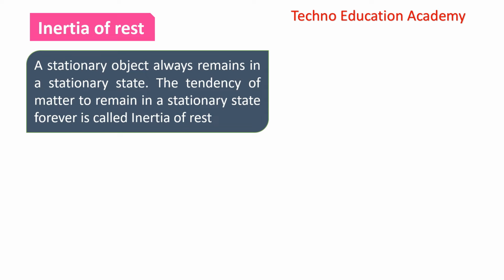Now we will discuss inertia of rest. A stationary object always remains in a stationary state. The tendency of matter to remain in a stationary state forever is called inertia of rest. So this is the tendency of the object: it will try to remain in a stationary state. It is called inertia of rest.